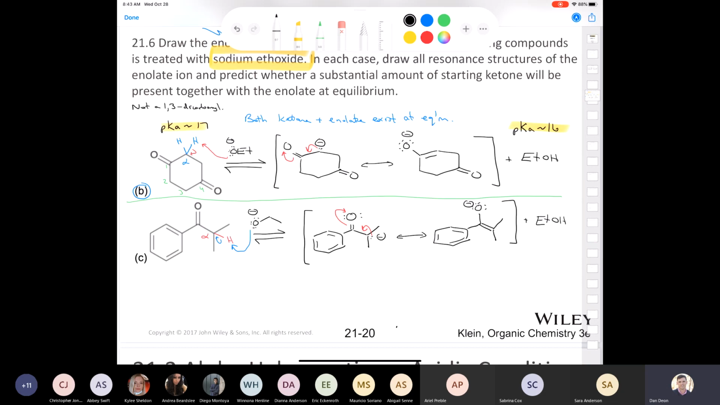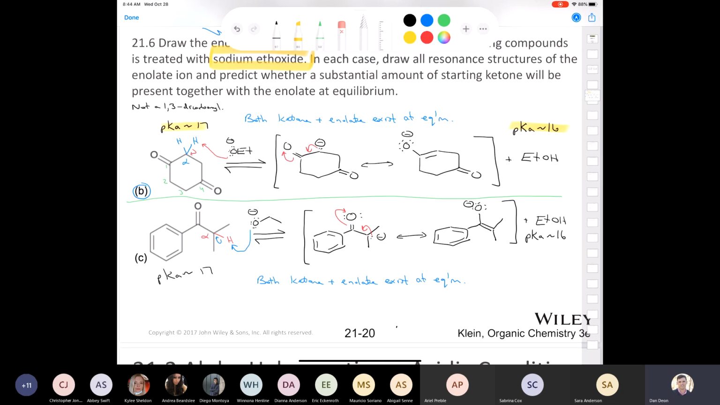And again, based off of the pKa, right? Since we just have a ketone and the pKa, let's say it's around 17 to 19, whatever. Anyhow, it's 17, and then the pKa here is 16-ish. So both are going to exist. Both the ketone and the enolate are going to exist at equilibrium. So I'll just copy that and paste it down here. Okay, like that.